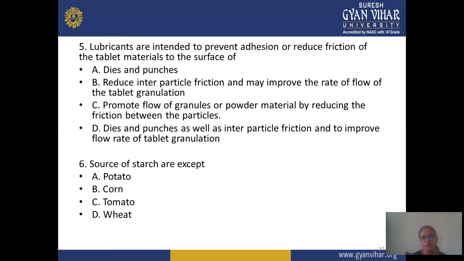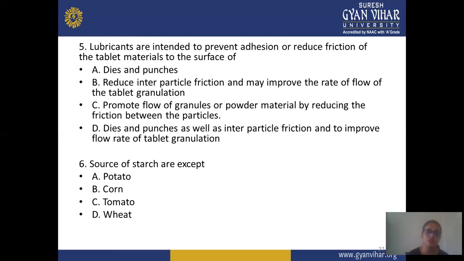Next, the fifth question is: lubricants are intended to prevent adhesion or reduce the friction of the tablet material to the surface. In this, you know what a lubricant is, why it is used, and how it shows its mechanism of reducing friction. A option is die and punches. B, these reduce interparticle friction and may improve the rate of flow of the tablet granulation. C option is promote flow of granules or powder material by reducing the friction between the particles. And D option is die and punches as well as interparticle friction to improve the flow rate of the tablet granulation. So out of these A, B, C, D options, you select the one suitable for a lubricant.